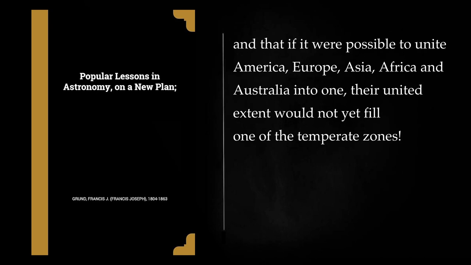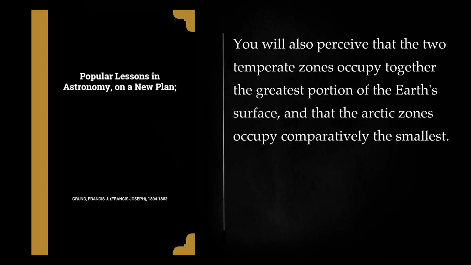And that if it were possible to unite America, Europe, Asia, Africa, and Australia into one, their united extent would not yet fill one of the temperate zones. You will also perceive that the two temperate zones occupy together the greatest portion of the Earth's surface, and that the Arctic zones occupy comparatively the smallest.